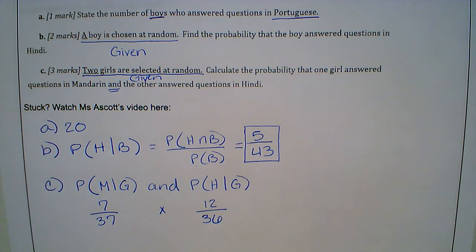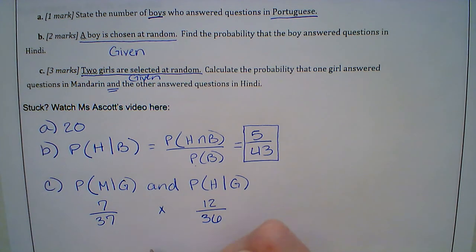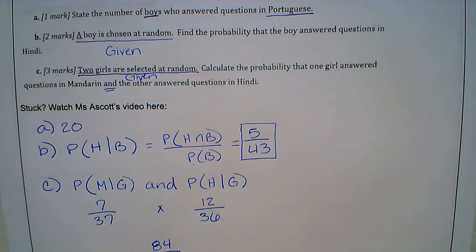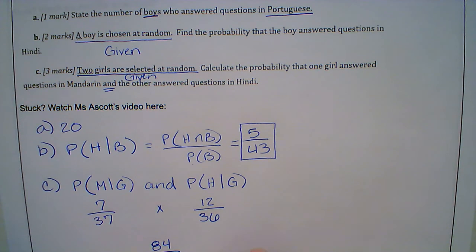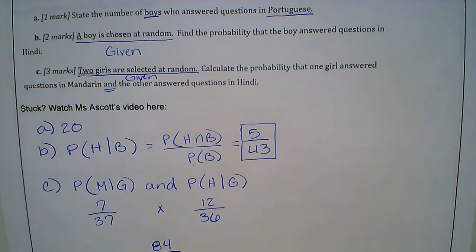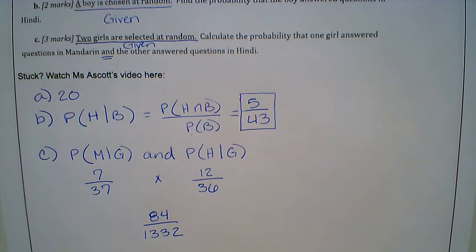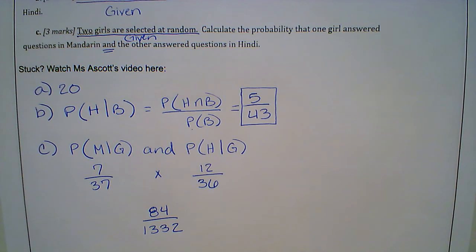So now, if I do this math, let's see what I end up coming up with here. So I'm going to end up with 7 times 12. This is going to give me 84. And 37 times 36. Well, big number. It's okay. We'll simplify it later. Okay? So this is what my work looks like. Now, there's a little bit of a trick to this. And we'll think of what that little trick might be.